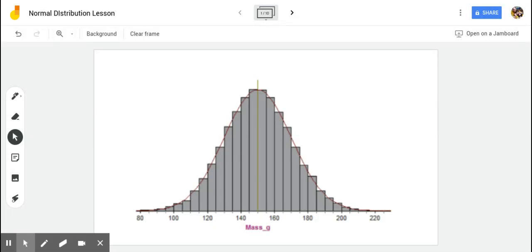All right, hey everyone, let's look at a lesson on the normal distribution. What we have here is the mass of apples or potatoes. They're pretty much the same size, whatever you prefer. And we've got an average right here in the middle. It's not stated, but it's 150.